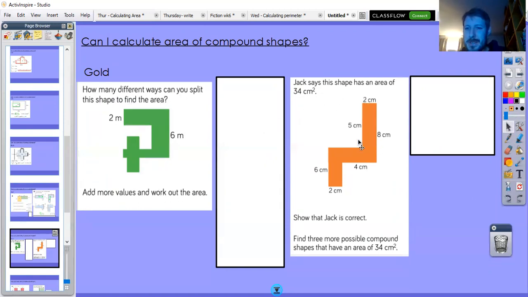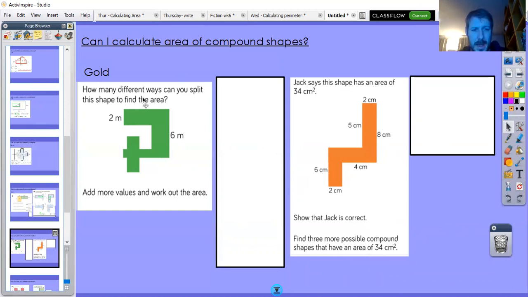And Jack says this shape has an area of 34 centimeters squared. Show that Jack is correct. Find 3 more possible compound shapes that have an area of 34 centimeters squared. So here, you're creating your own compound shapes, which are different to this one, which have an area of 34 centimeters squared. So you need to find 3 more of those. So pause the video and tackle these questions.